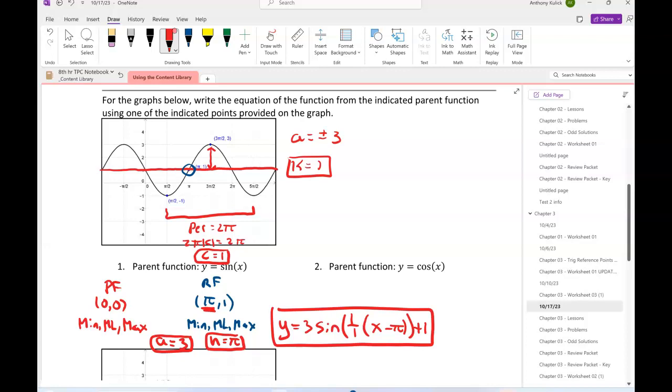Grace, I had to really fight myself not to call you Victoria there. What if I chose another point? That's fine. Would I get another answer? Correct. Your h value would be different, and potentially the sign on your a would be different. Doesn't make it wrong.